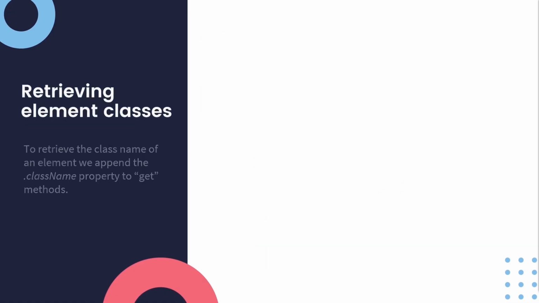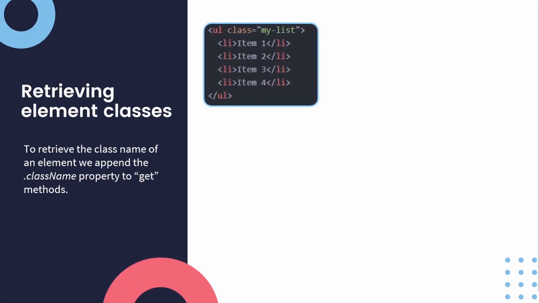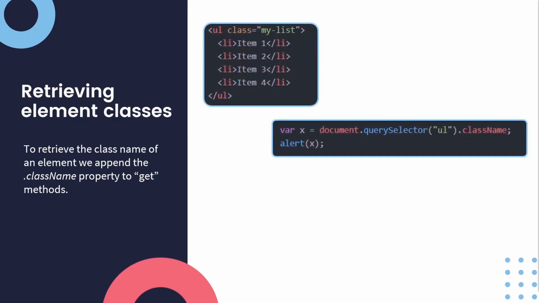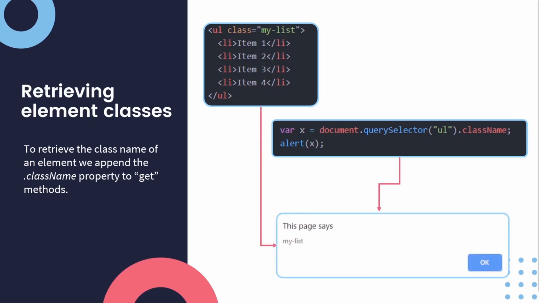Now let's have a look at how we can retrieve the class. Now to retrieve the class, the principle again remains the same. The only difference here is that the different property we append is the .className property to a get method. And here we've got pretty much the exact same code with a class of myList. We then use our JavaScript by setting a variable x, document.querySelector on that unordered list, and then we call the class name, the .className property. If we alert this to the screen, essentially we get myList.